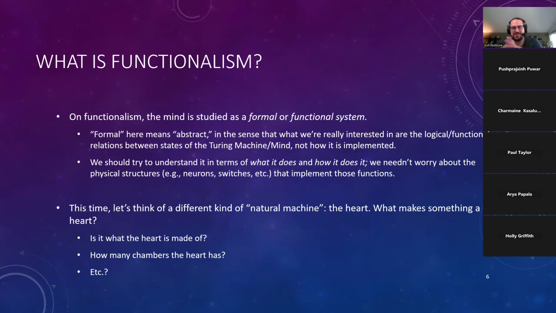So, for example, and this is drawn from Bermudez's work, let's think of a different kind of machine, like a heart. A heart is a natural machine. What is it that makes something a heart? Is it what it's made of, like the muscle cells and the neurons? Is it how many chambers it has? What do you think? What is it that makes a heart a heart?